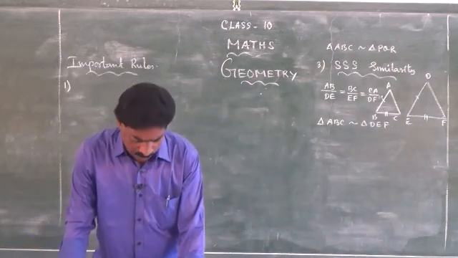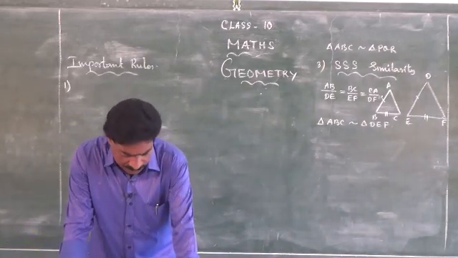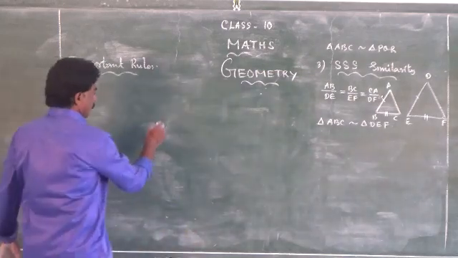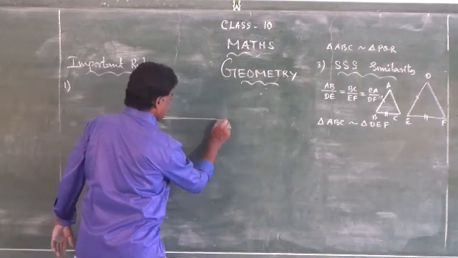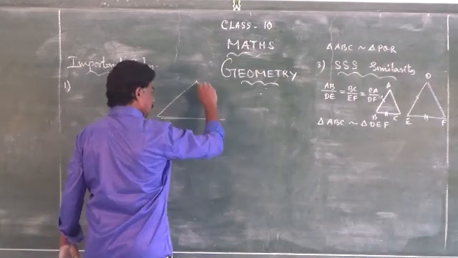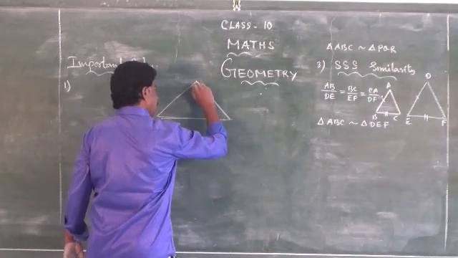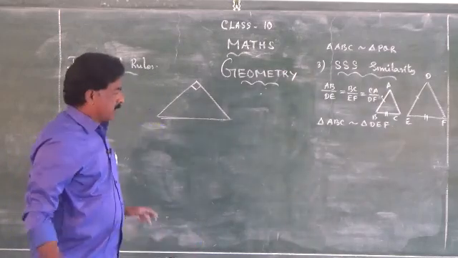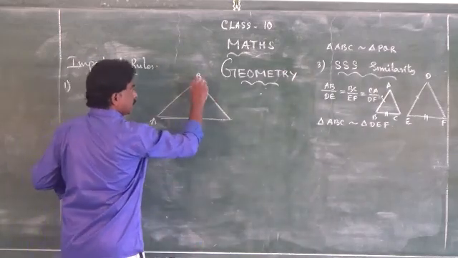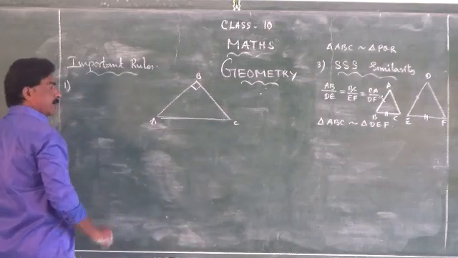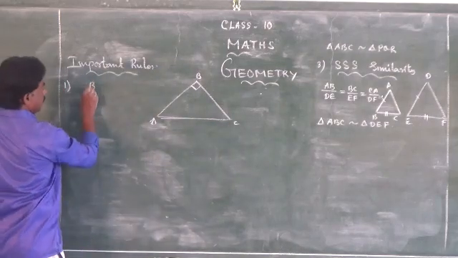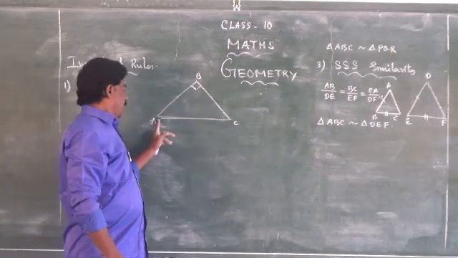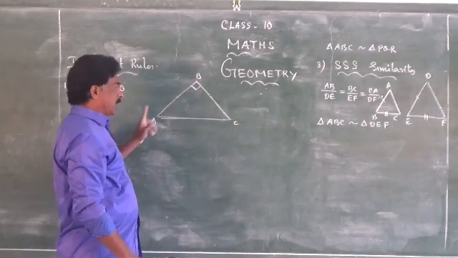What are the important rules? The first one is a perpendicular line drawn from the vertex of a right angle triangle. Suppose, now look here. What is given? Suppose ABC is a right triangle, right angled at B. Angle B is 90 degrees. I am not writing the statement, I will just explain. So ABC is a right triangle at B.